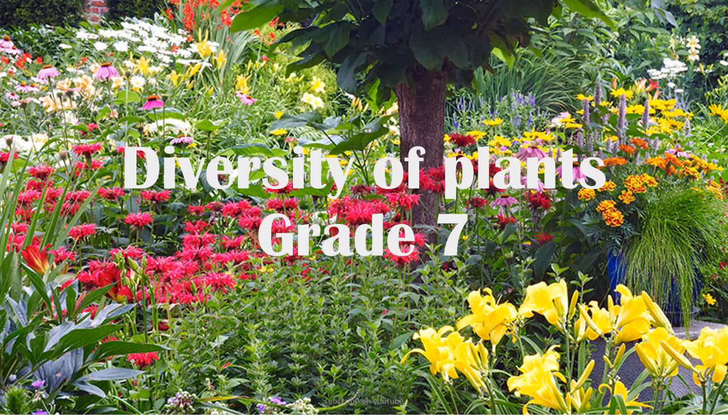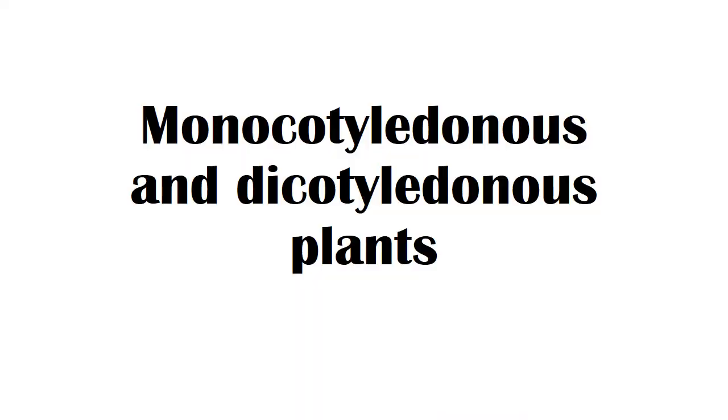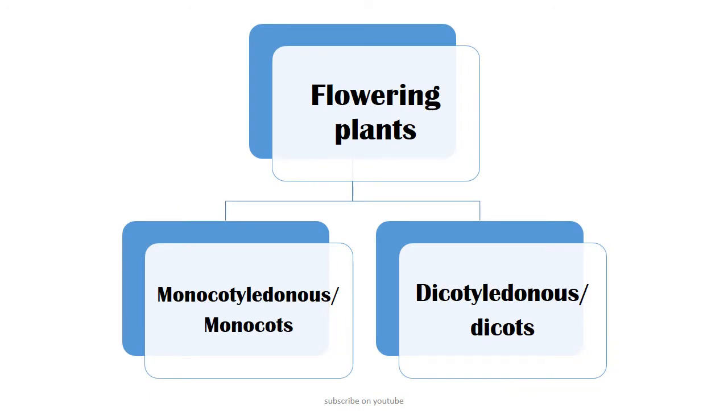The first lesson from grade 7. Our topic is monocotyledons and dicotyledons plants. Flowering plants are mainly divided into two groups as monocotyledons, that means monocots, and dicotyledons, that means dicots.